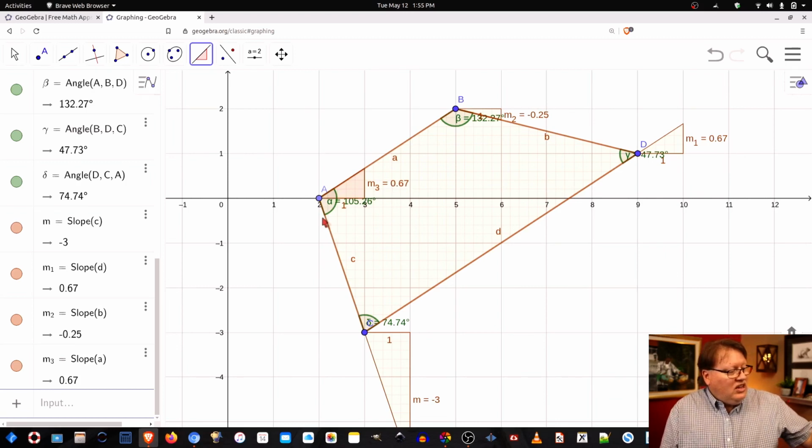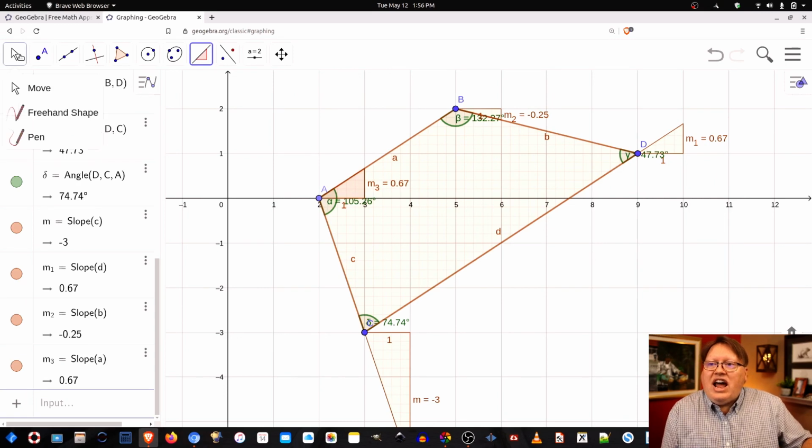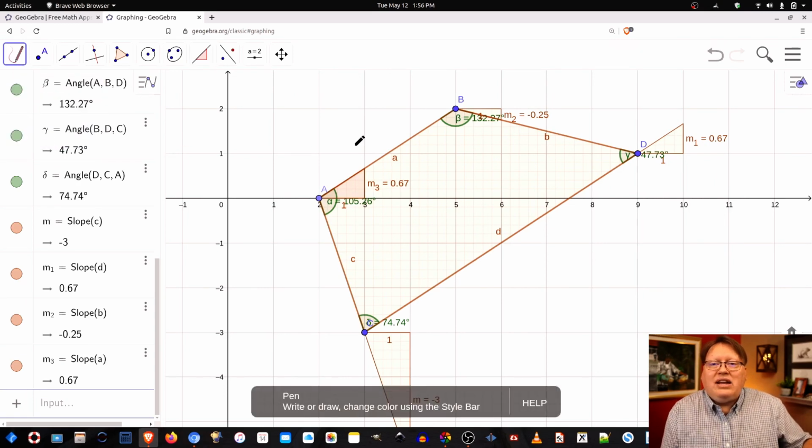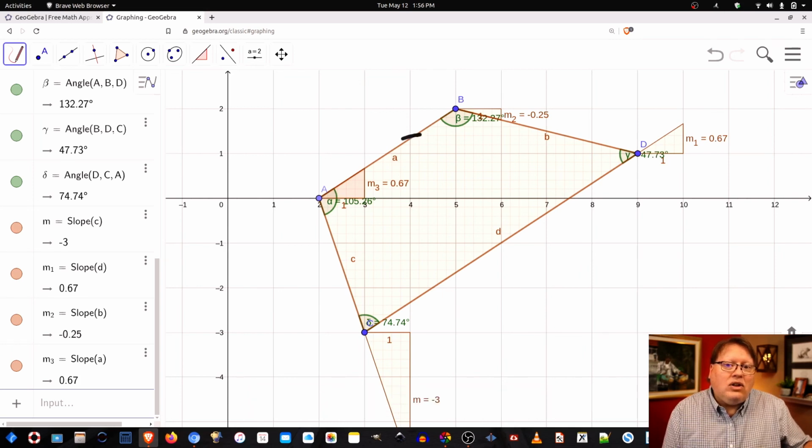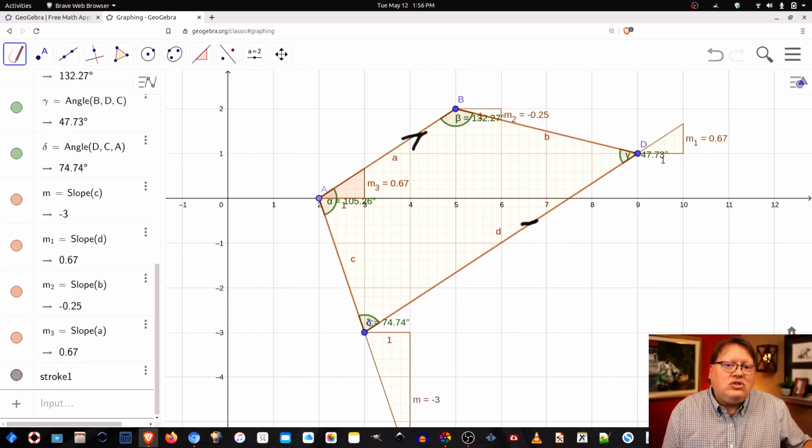Uh-oh. So we have something here. We have side D and side A have the same slope. And remember, two lines that have the same slope are parallel. So we're going to mark these two sides as parallel to each other. So we have a quadrilateral with a pair of opposite sides that are parallel.